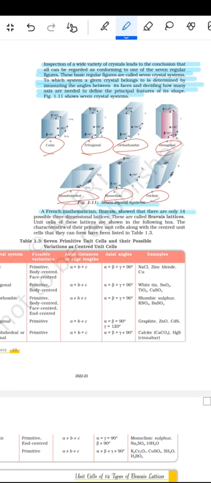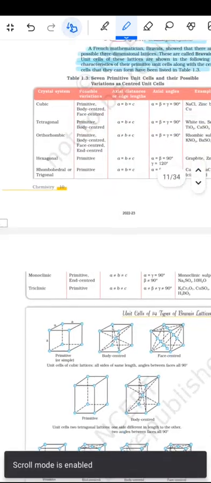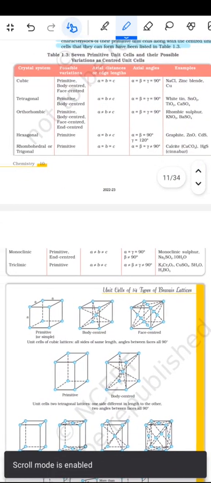A French mathematician, Bravais, showed that there are only 14 possible 3-dimensional lattices. These are called the Bravais lattices. Unit cells of these lattices are shown in the following box. The characteristics of the primitive unit cell along with the centered unit cells that they can form are listed in table 1.1.